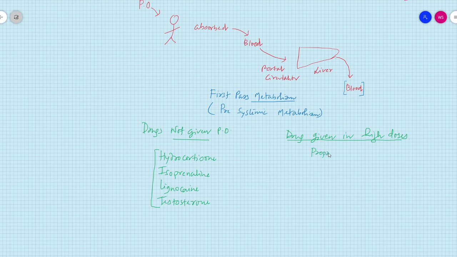There is propranolol, atenolol, salbutamol, verapamil, nitroglycerin, morphine, pethidine, methyl testosterone, propops.